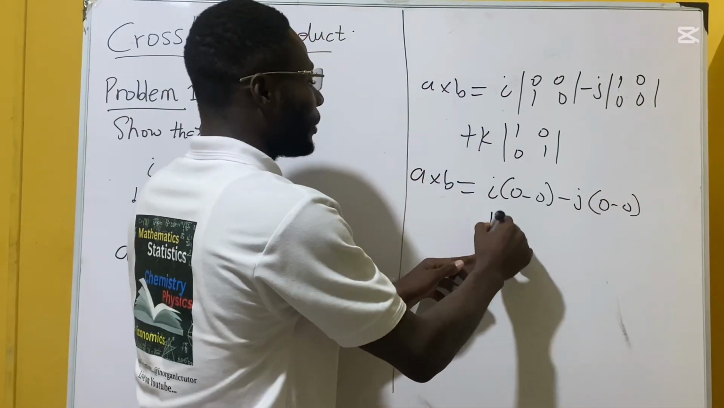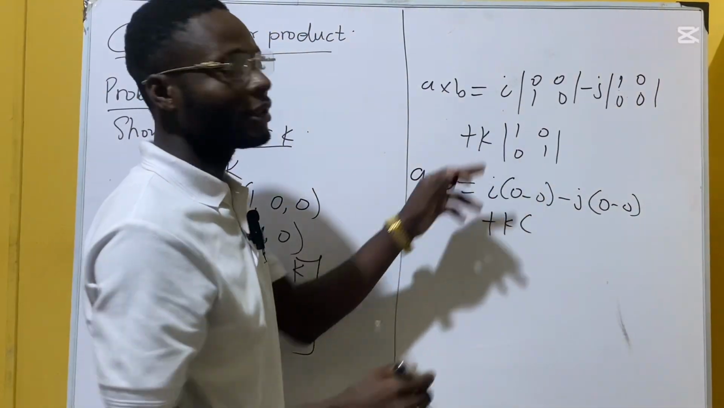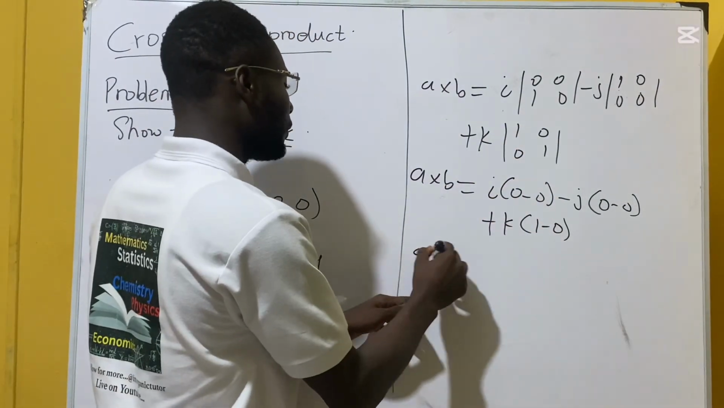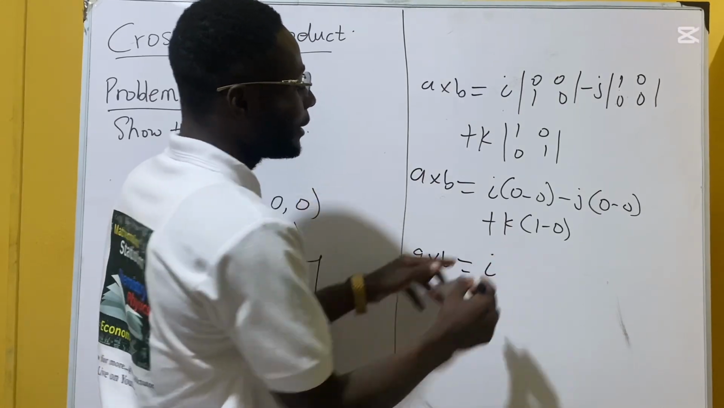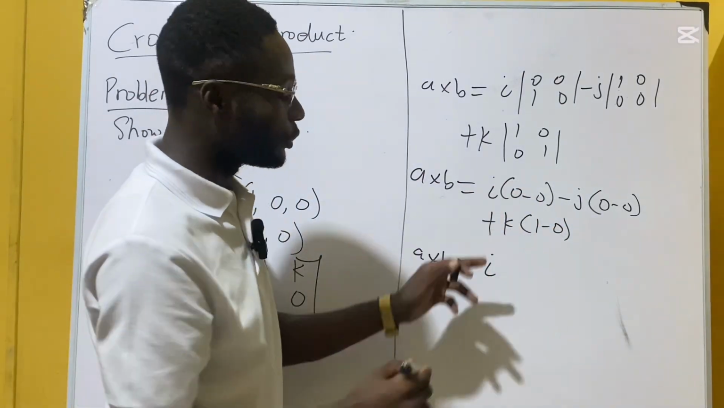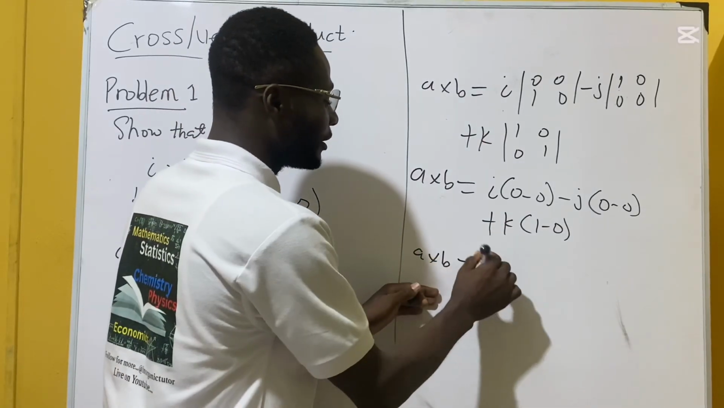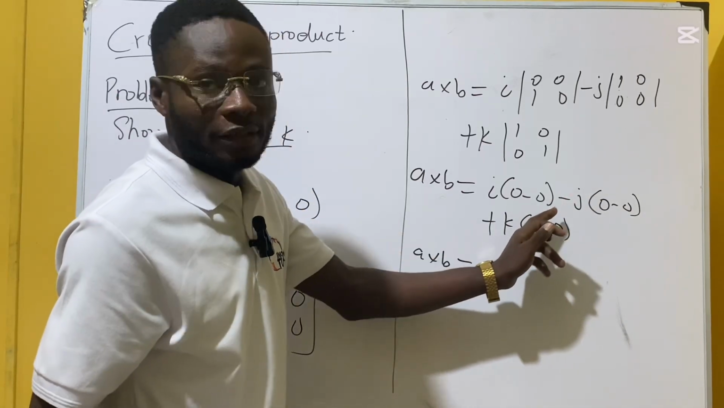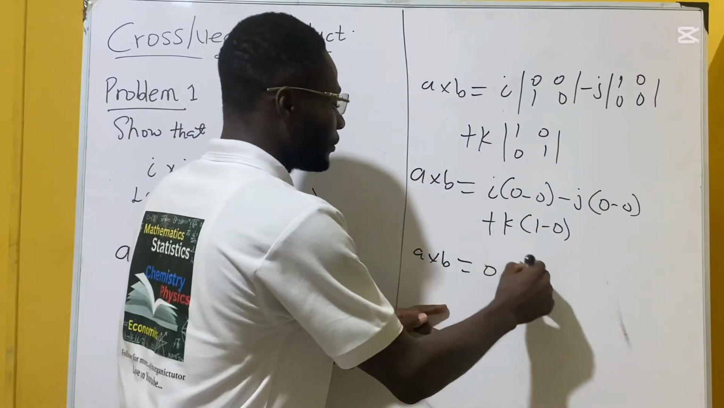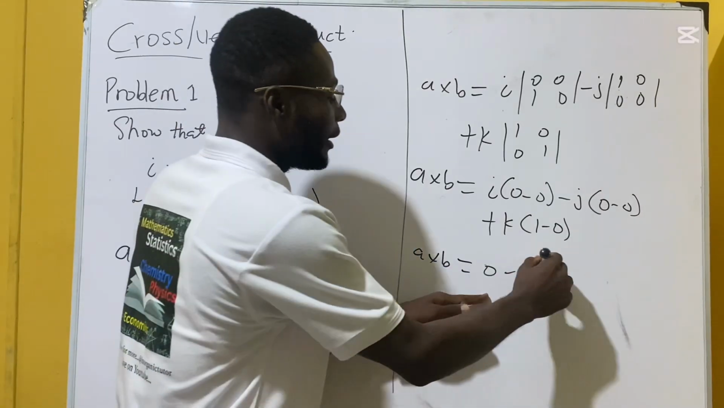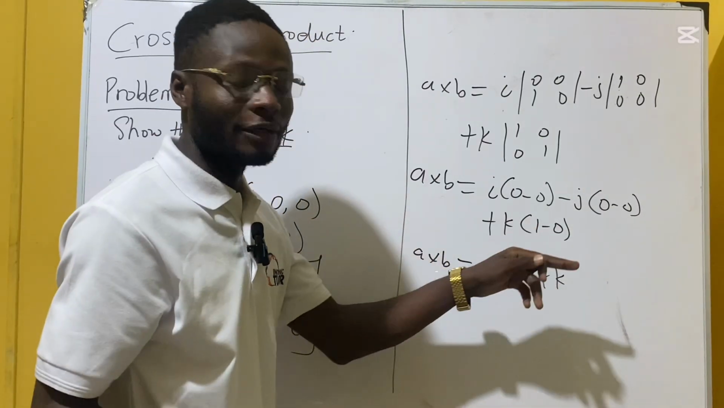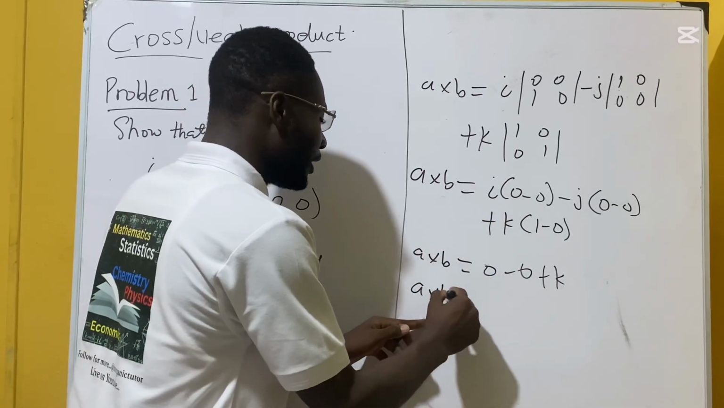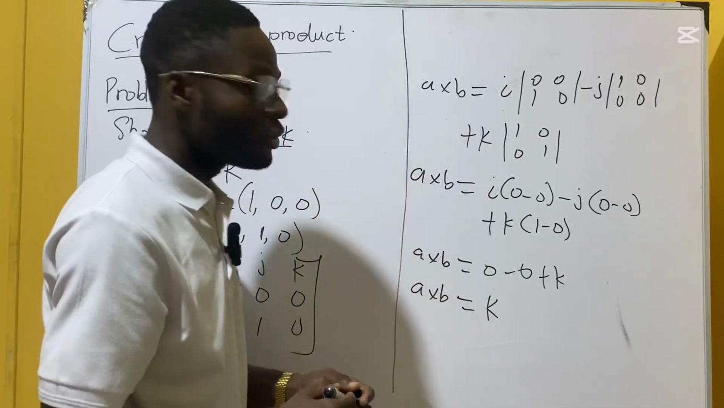Okay, then plus K into 1 times 1 is 1, minus 0 times 0 is 0. Okay, so we have A cross B to be equal to I into 0 minus 0 is 0. So 0 times I is 0. So we have this part to be 0 minus 0 minus 0 is 0 times 0. J becomes 0. And K plus K into 1 minus 0 is 1. So 1 times K becomes K. So therefore, A cross B equals K.